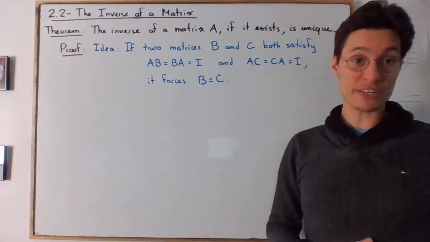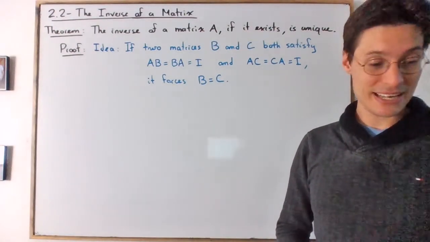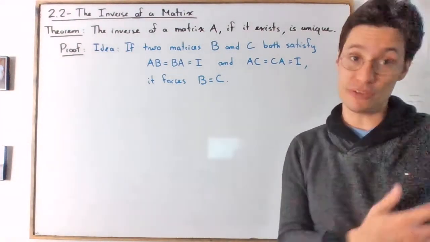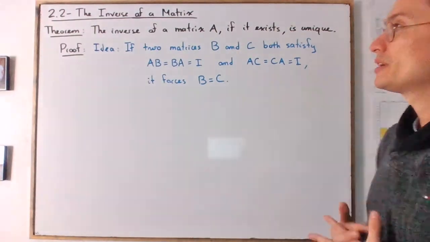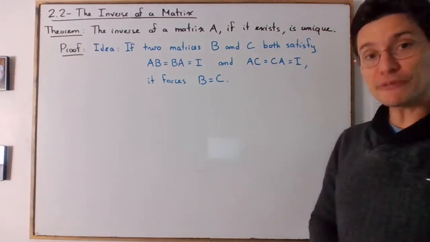The inverse of a matrix A, if it exists, is unique. Which basically means that a matrix doesn't have two inverses. So, how do we build up a proof for that?